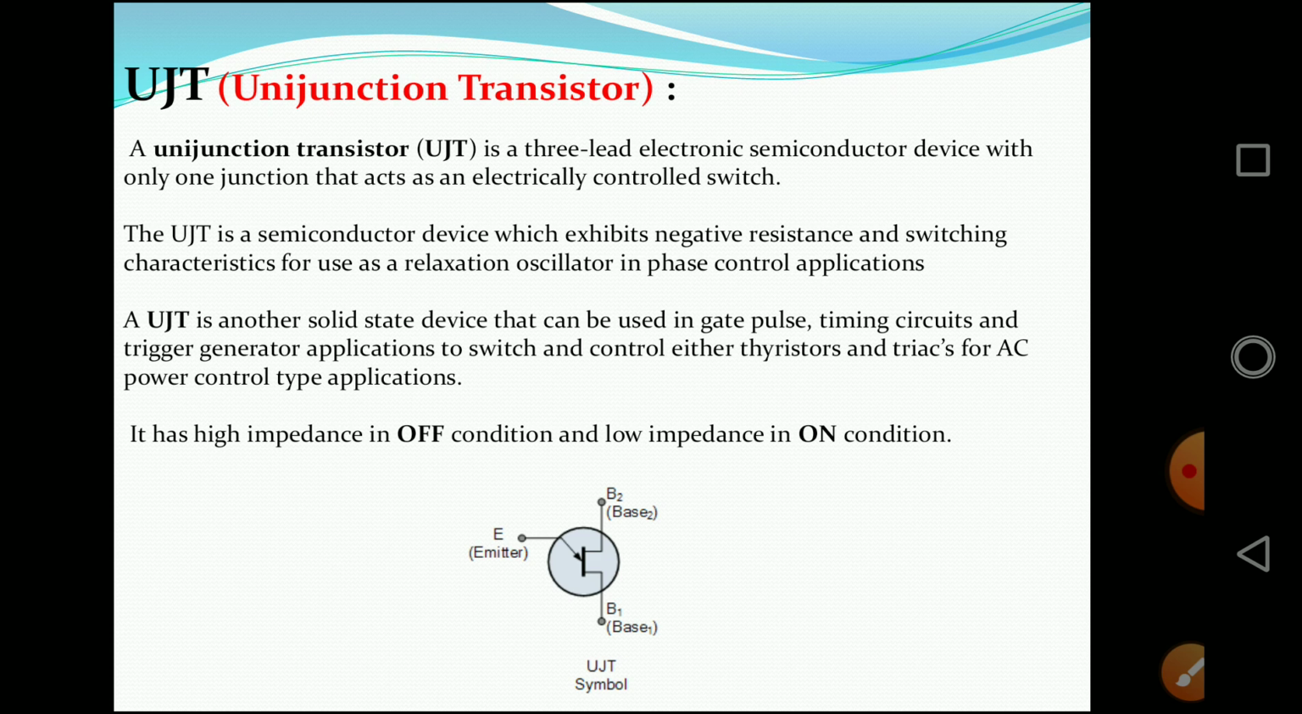I have already told you that the UJT is one type of electrical switch. An electrical switch means it has both off and on operation. So during the off condition it offers high impedance, and during the on condition it offers low impedance.